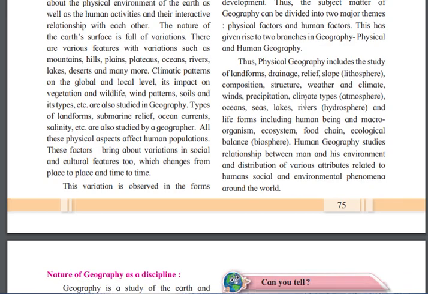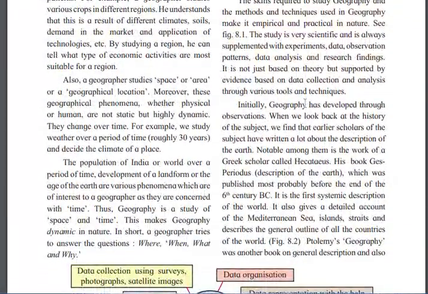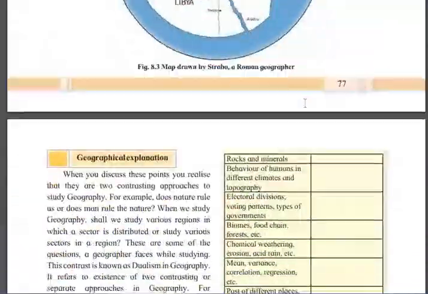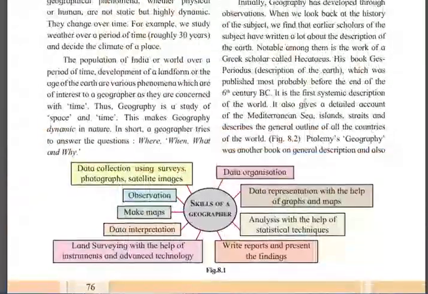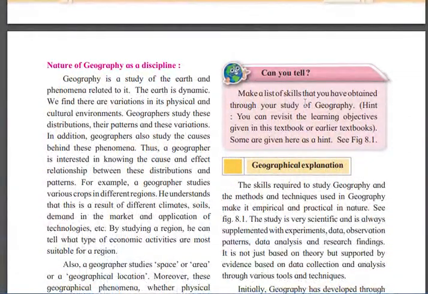Okay, now the nature of geography as a discipline. Now we will try and understand the nature of geography. What is the nature of this subject? Geography is a study of earth and the phenomena related to it.